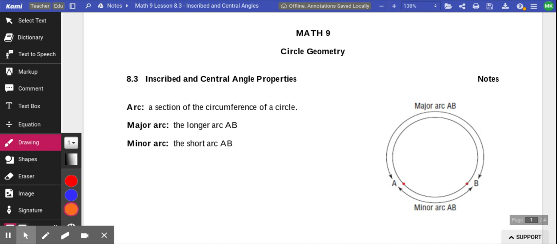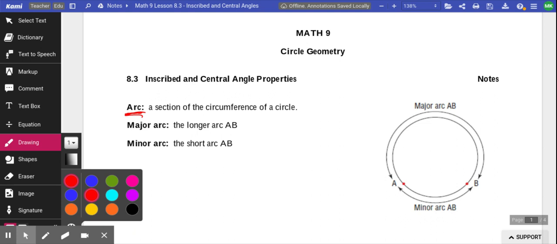Today, what we're going to do is talk about angles. So we're going to talk about inscribed and central angles inside of circles. We're going to start off with a few definitions here. So we're going to start off by talking about an arc. An arc is just like a section of the outside of a circle.